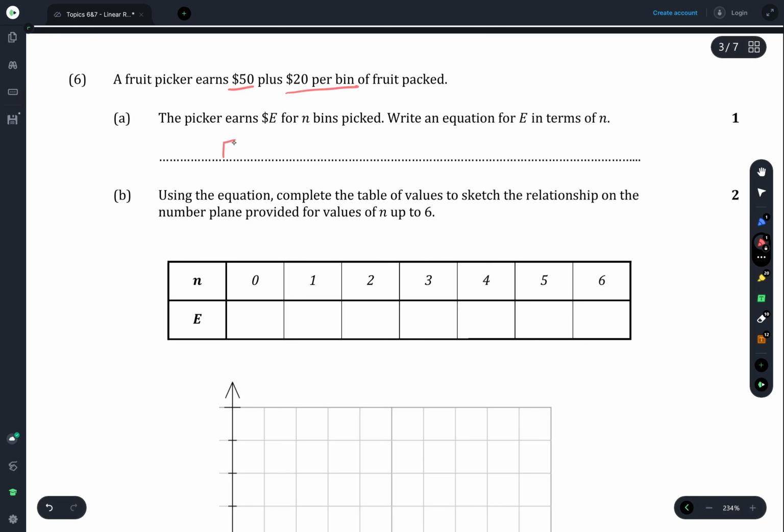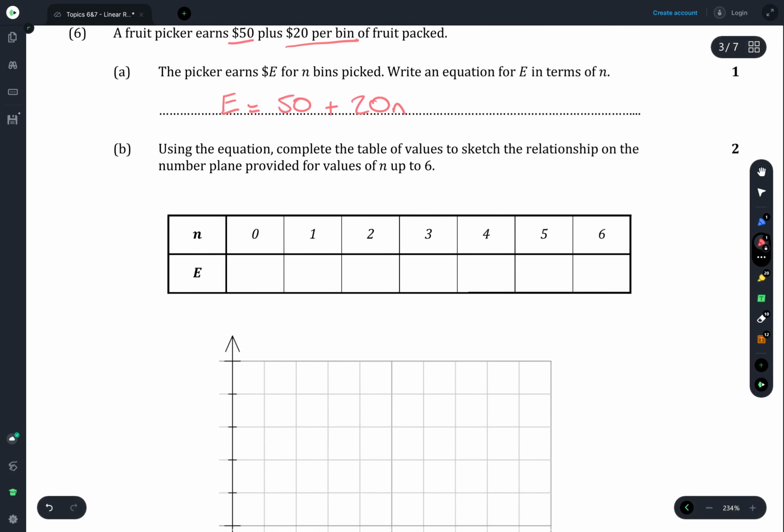First of all, we're told we have E, and we're told that it's going to be $50. So this person is going to earn $50 no matter what. So 50, and then we're told it's $20 per bin, and we picked N bins, so it's going to be 20 times N. So 20N. And that's all we need to do. We've now written the equation showing how we can calculate how much money this person has earned.